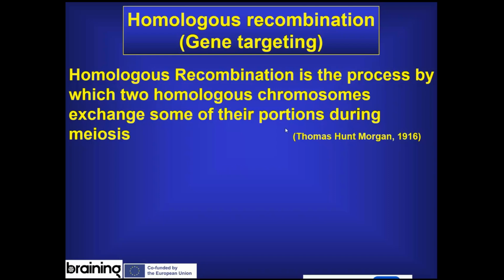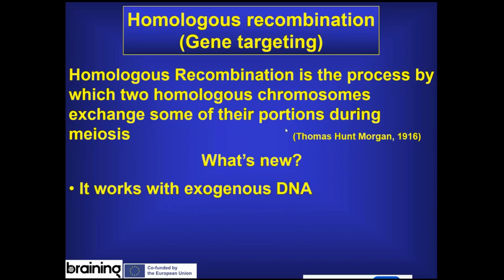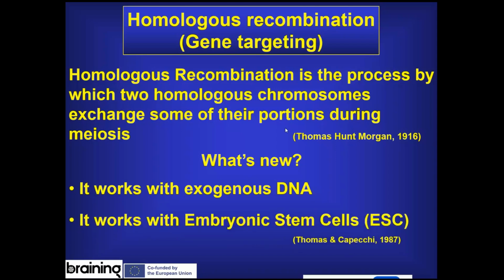So the way through which we can introduce genetic variability in our progeny is that during meiosis, so when generating gametes, our chromosomes exchange some of their portions thanks to complementarity. This was known for more than 100 years, but what is new about it is that it can work with exogenous DNA. So a piece of exogenous DNA can exchange some of its portions with our chromosomes, and it can work with embryonic stem cells. So not only during meiosis, but also during mitosis, and especially in embryonic stem cells.